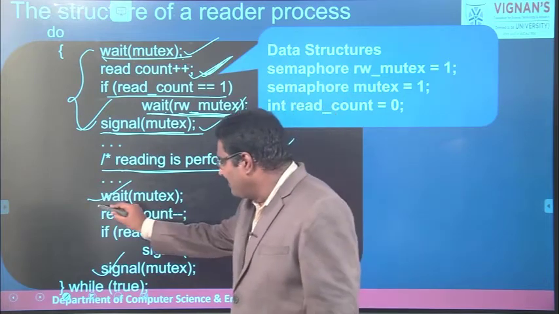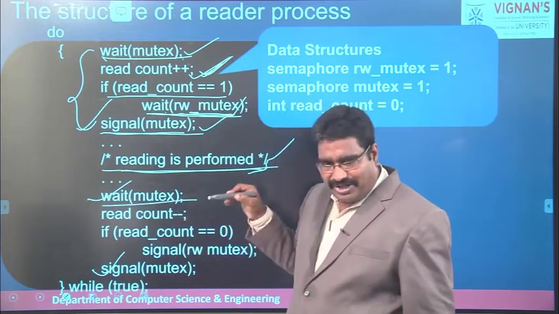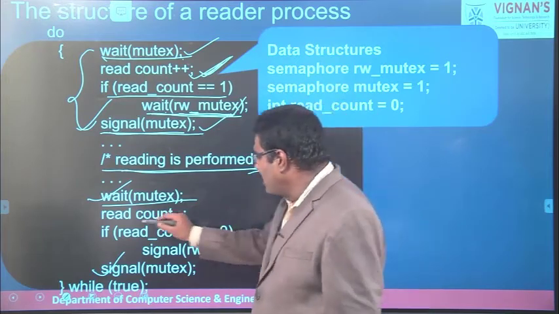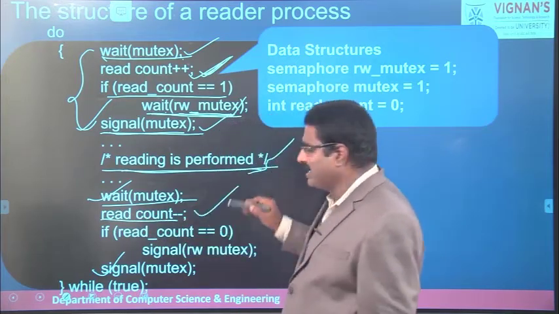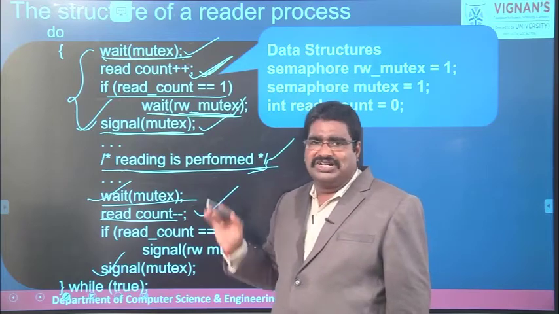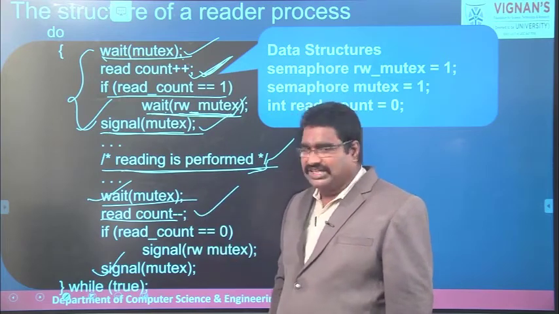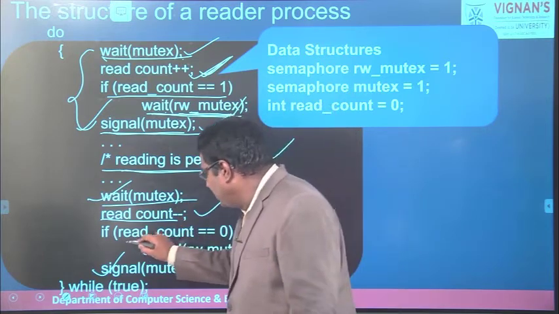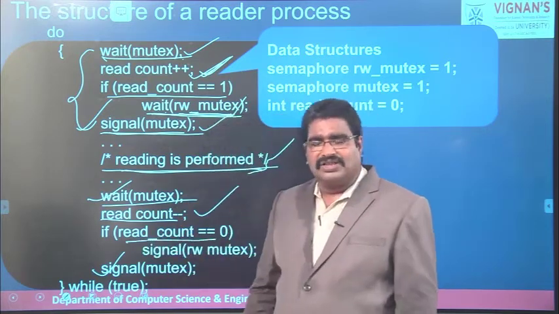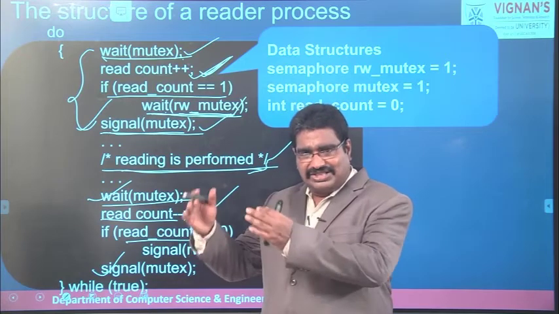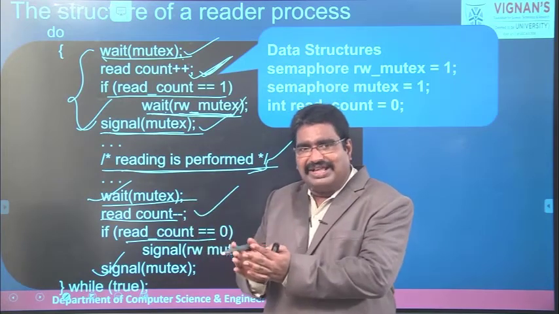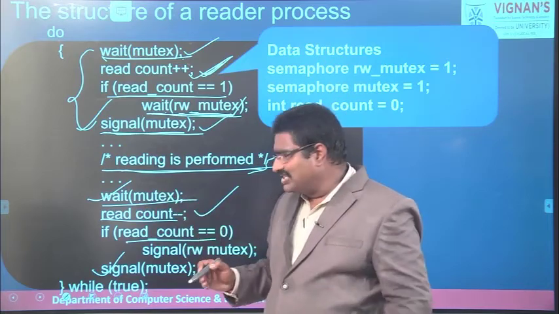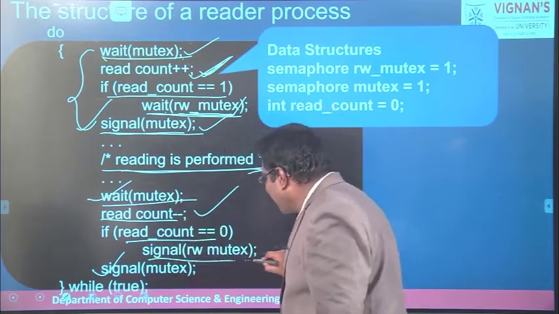And once we call wait mutex, only one reader is allowed to perform the modification of the read count. Now we are decreasing the read count by 1, because one reader has completed its operation, and once decreased, we verify whether read count is equal to 0. If the read count is equal to 0, it indicates that this was the only reader reading, and it is completed. Now we are allowing the writer. For that reason, we call signal RW mutex.